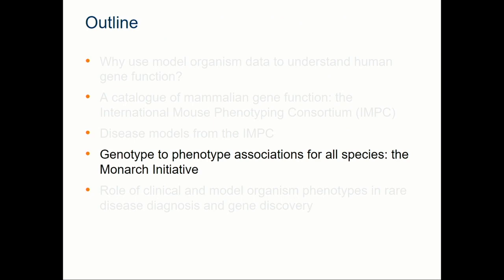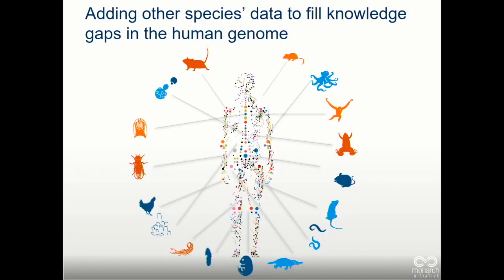Okay, so I'm going to briefly cover the Monarch initiative. The Monarch initiative, as I think I've said before, is behind a lot of the data, ontologies and software that underlies all the data I've shown so far. The role of the Monarch initiative is to go beyond the human and mouse and bring in data on as many species as possible. The more species you bring in, the more you cover those gaps in knowledge where you've not got data on the human gene.